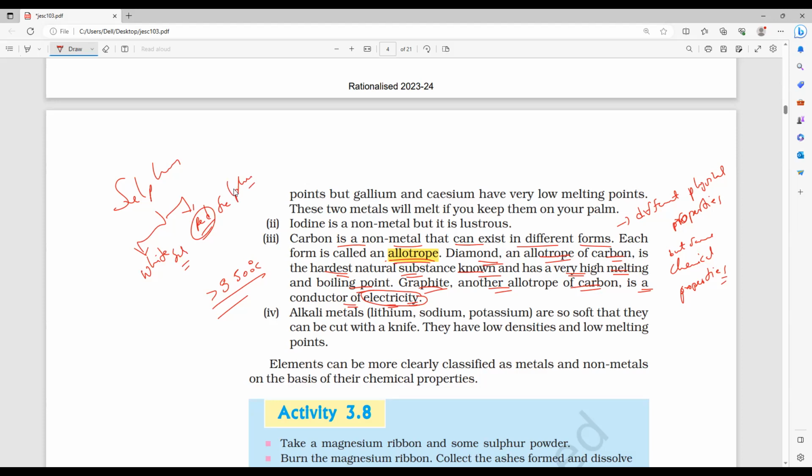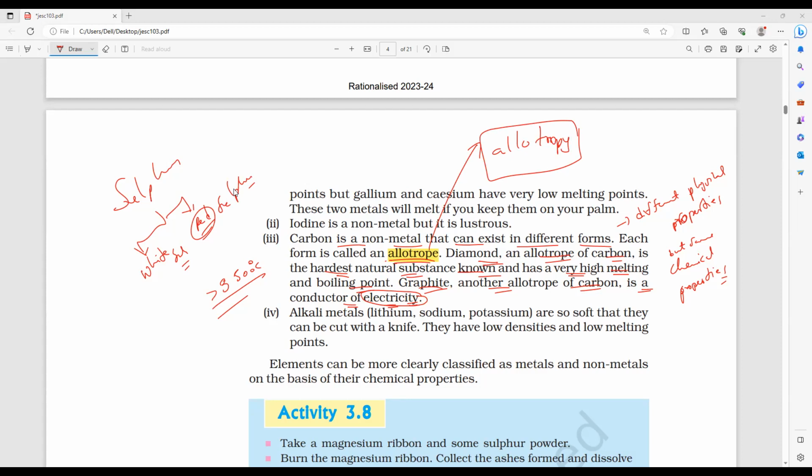So what do you mean by allotrope, everybody? This property is called allotropy. So what do you mean by allotropy? Everybody speak. Different physical properties, but same chemical properties. Same chemical structure or same chemical property. That is what we call allotropy. Everybody clear? All of you?